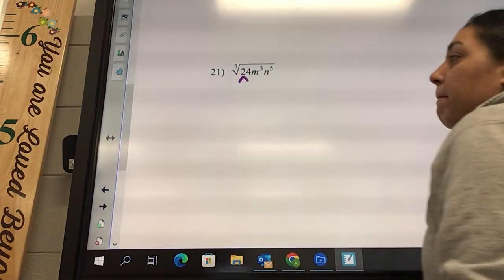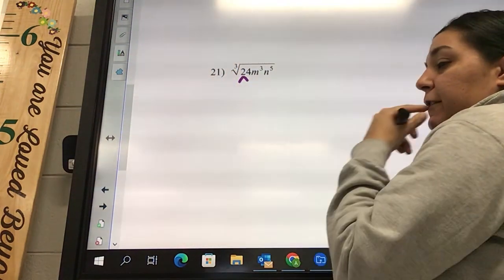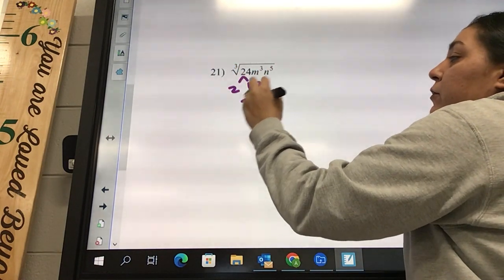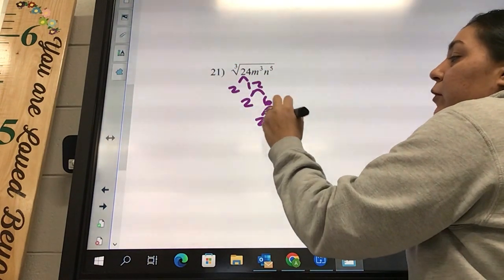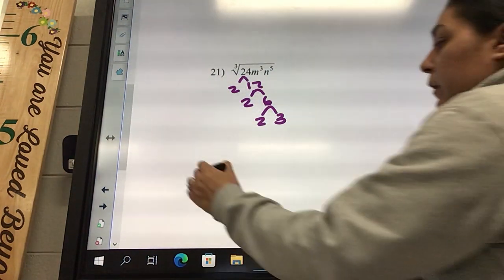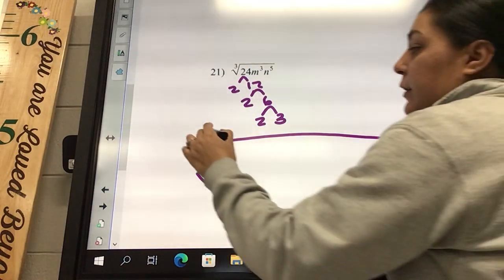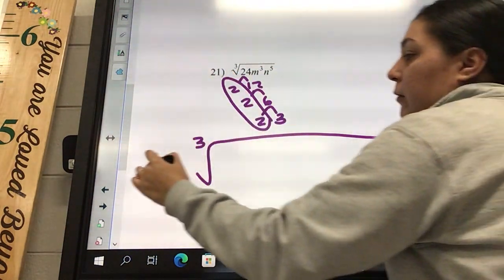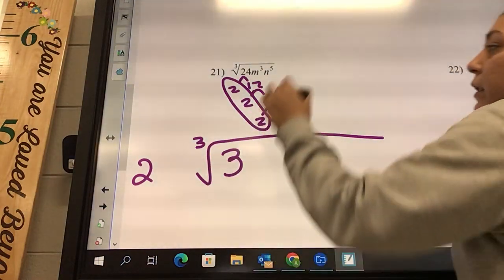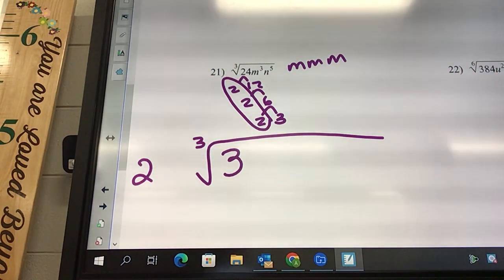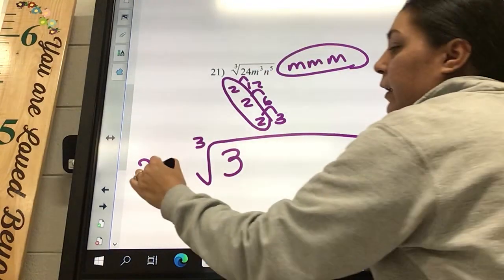24. What are some factors of 24? 2 and 12, 2 and 6, 2 and 3. Okay, what is my group number? 3. Okay, so we're going to put the baby 3 first so we don't forget. 3 2s can go in a group. Then I got 3 M's. How many of those guys can go? 1 group. Okay, so I got an M.